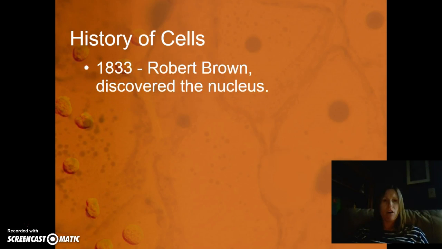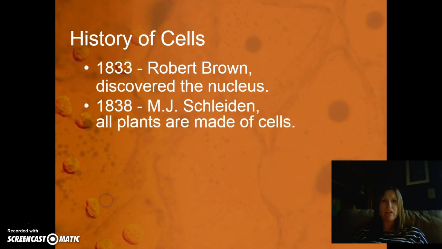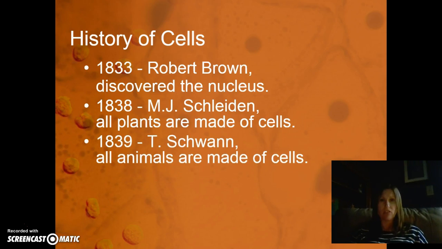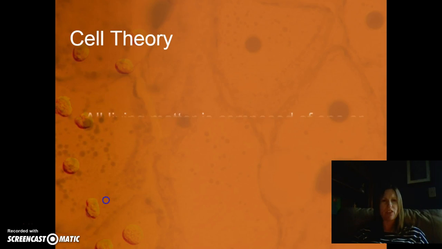About 150 to 160 years later, Robert Brown discovered the nucleus. And then following that, about 5 years later, we saw Schleiden, who theorized that all plants are made of cells. And then we had Schwann, who followed that a year later, saying that all animals were made of cells. And we'll look a little bit more about this in class at the history of cells.